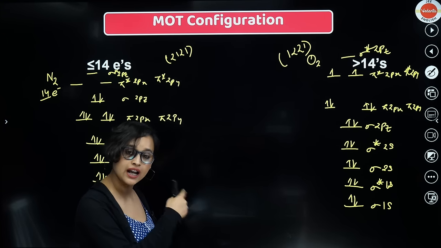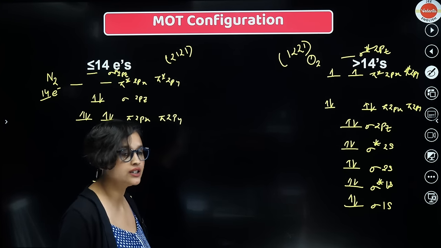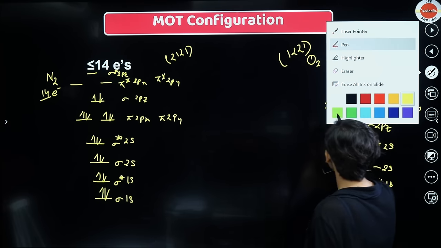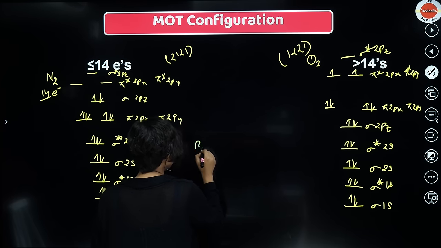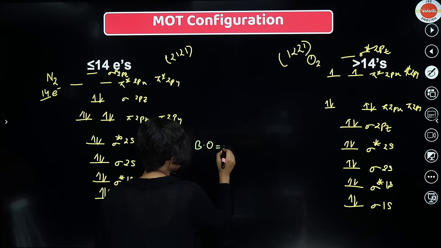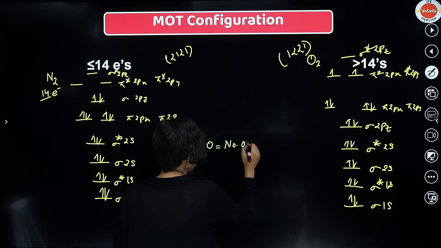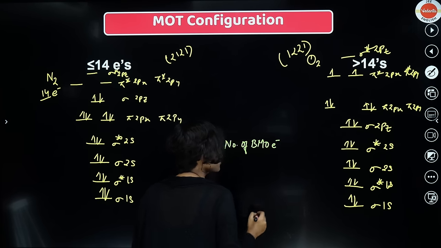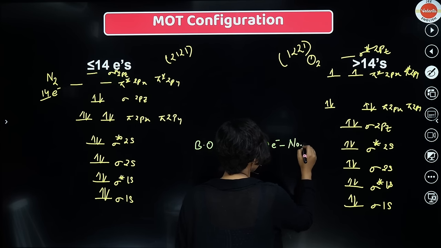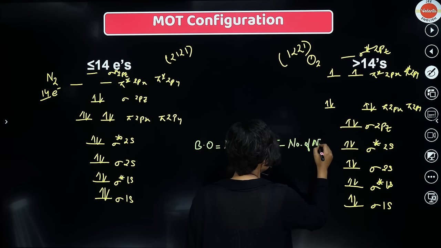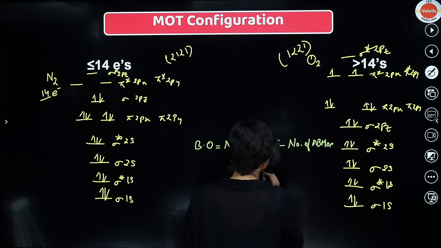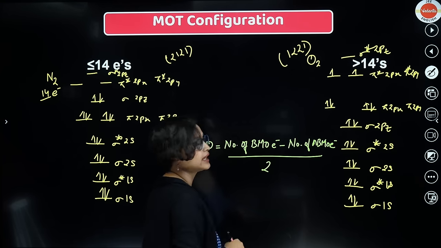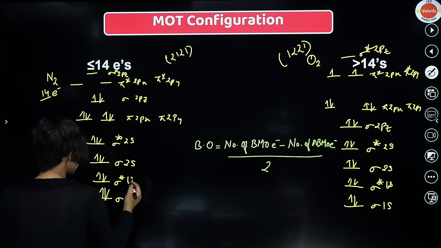From this, you can calculate bond order. How do you calculate bond order? Bond order is basically equal to the number of bonding molecular orbital electrons, BMO electrons, minus the number of ABMO electrons, divided by 2. That's it. You want to find the bond order? Let's check it out.